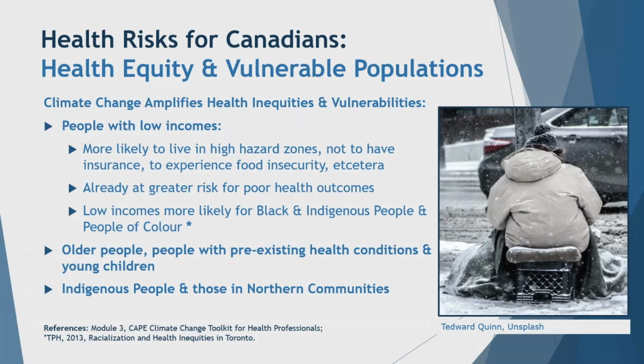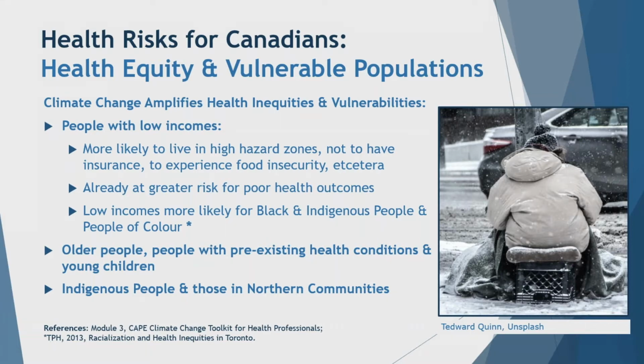So climate change amplifies the health inequities and vulnerabilities in our society. Some people refer to it as a poverty multiplier. Certainly the people that are most sensitive to some of the impacts presented by climate change can be older people, people with pre-existing health conditions, and very young children. Those groups of people are more sensitive to things like extreme heat, air pollution, toxic exposures, and infectious diseases.